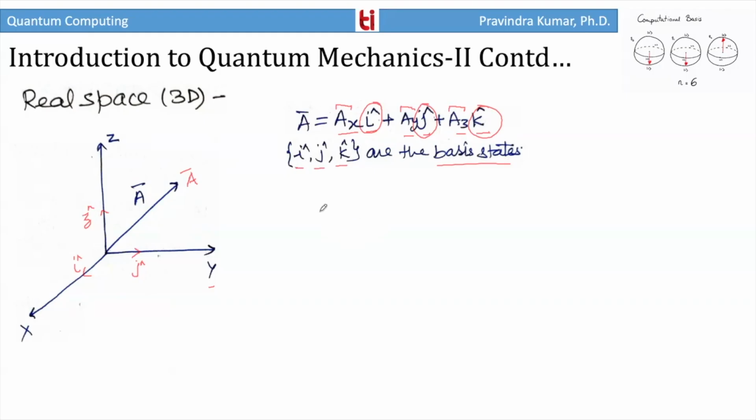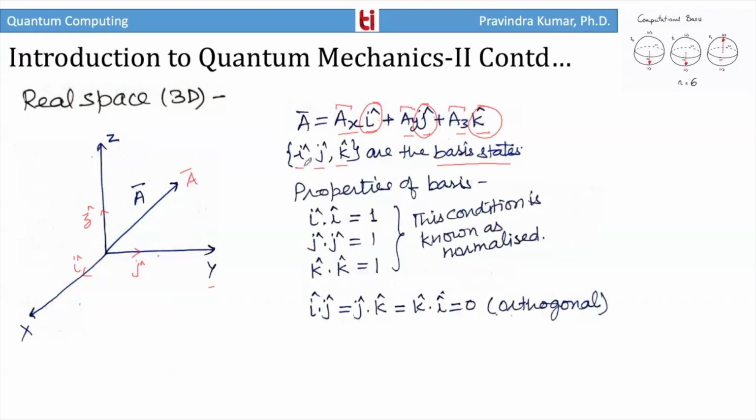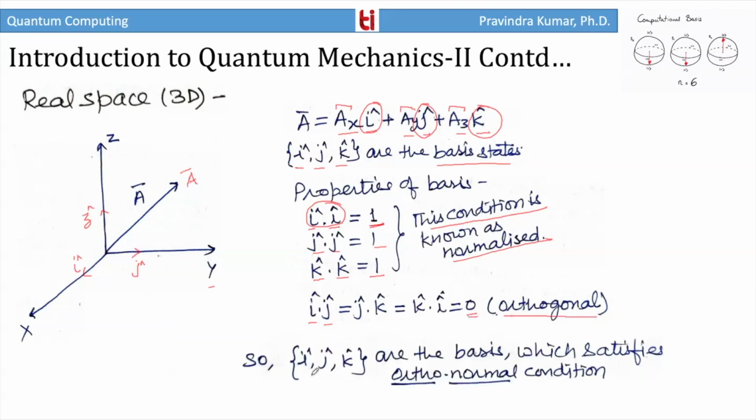Now you know the property of these unit vectors or basis states. It is i dot i equal to 1, j dot j equal to 1, k dot k equal to 1. This is known as the dot product or inner product, and this is equal to 1, and this condition is known as the normalized condition. Now if I take two unit vectors i and j, and take the dot product, i dot j or j dot k or k dot i, it will be equal to 0, and this condition is known as the orthogonal condition. So here the unit vectors i, j, k, or the three bases, satisfy the orthonormal condition.